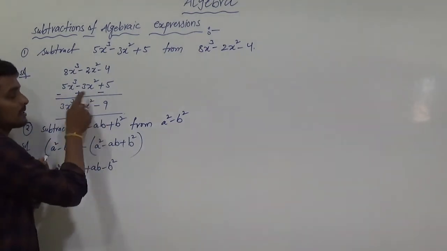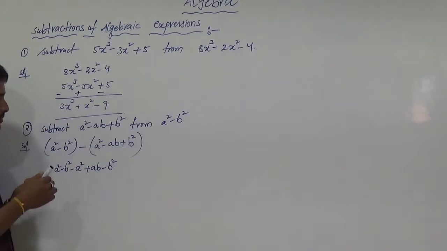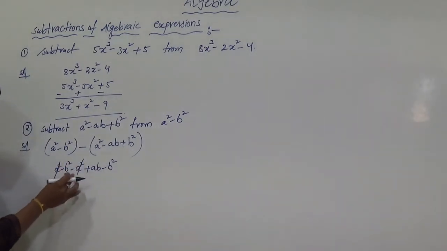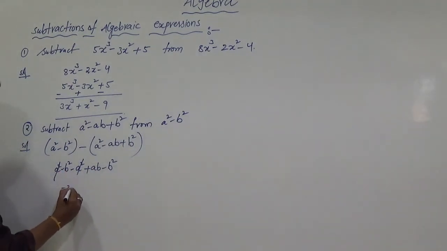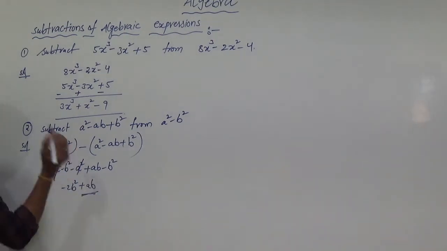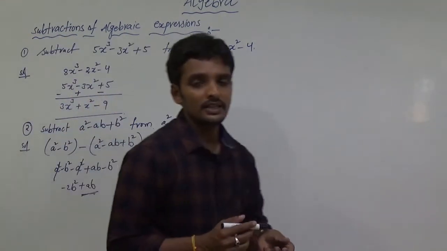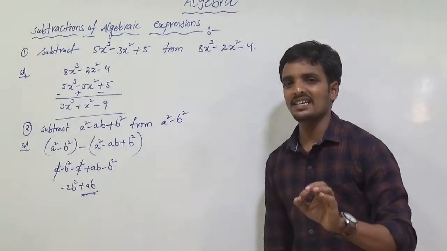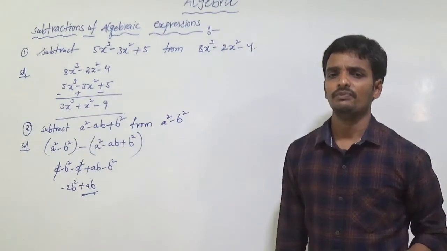That's why we are changing the symbols in column method. Now we are doing it. So we can write here a square plus a square are cancelled. So minus b square is minus 2b square plus ab. This is the subtraction. So I'm giving the conclusion for subtraction is nothing but an addition.